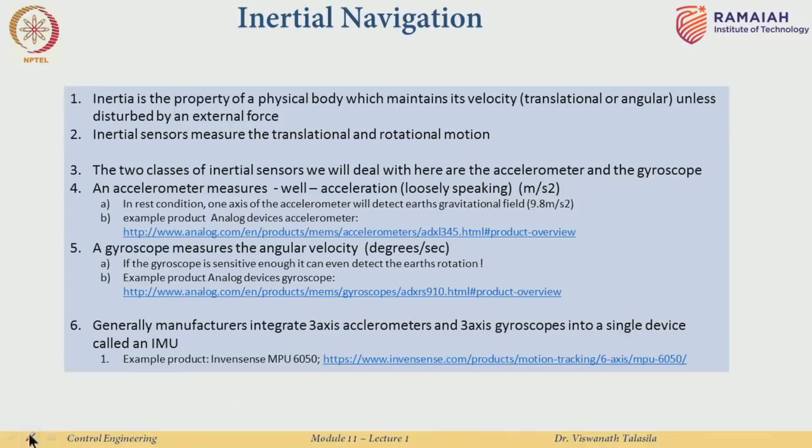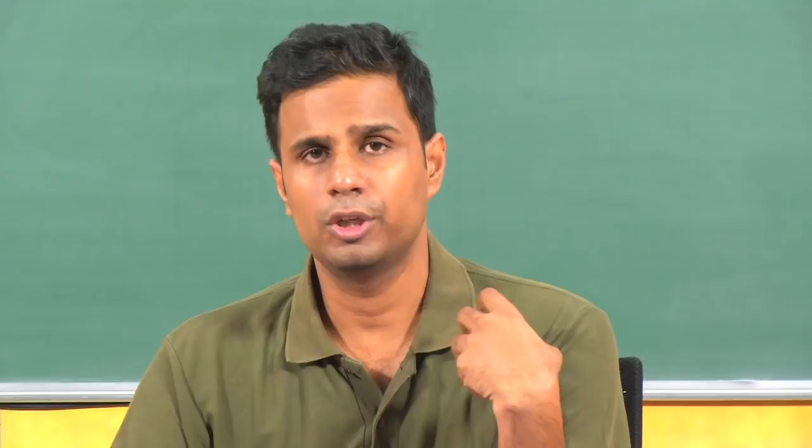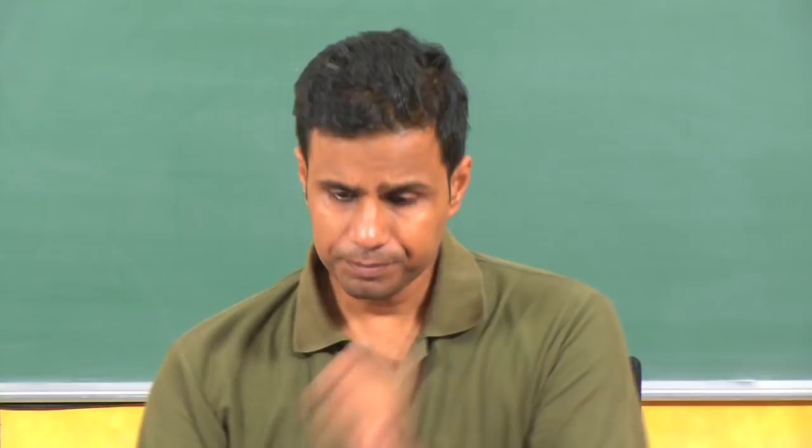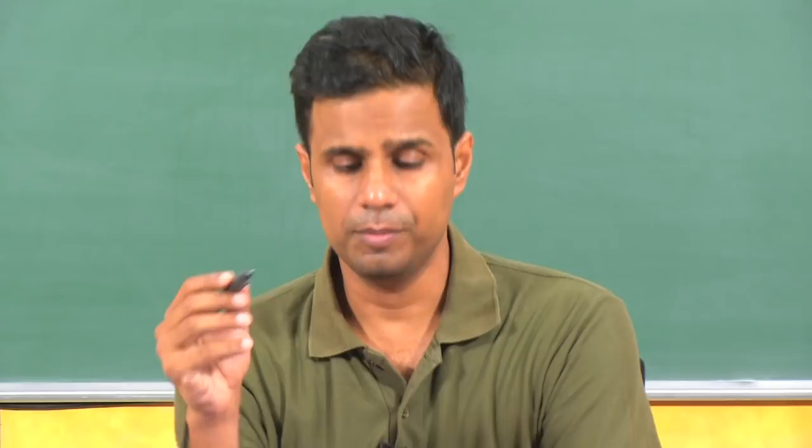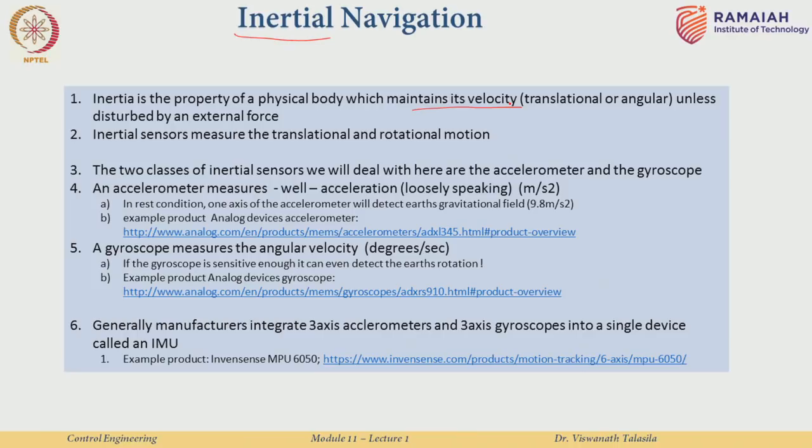Inertial navigation. The reason why it's called inertial navigation is because we use sensors which respond to Newton's laws. Consider an accelerometer or a gyroscope. These objects have a certain inertia like all physical objects, and they maintain their velocity, either translational velocity for the accelerometer or angular velocity for the gyroscope, unless they are disturbed by an external force. That's Newton's inertia law, right? So when these sensors make measurements, they are disturbed by an external force. This is why they are called inertial sensors.